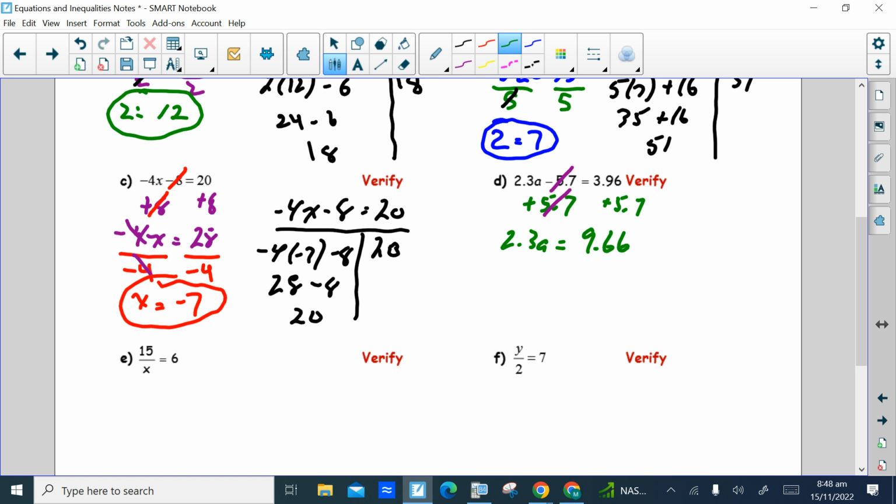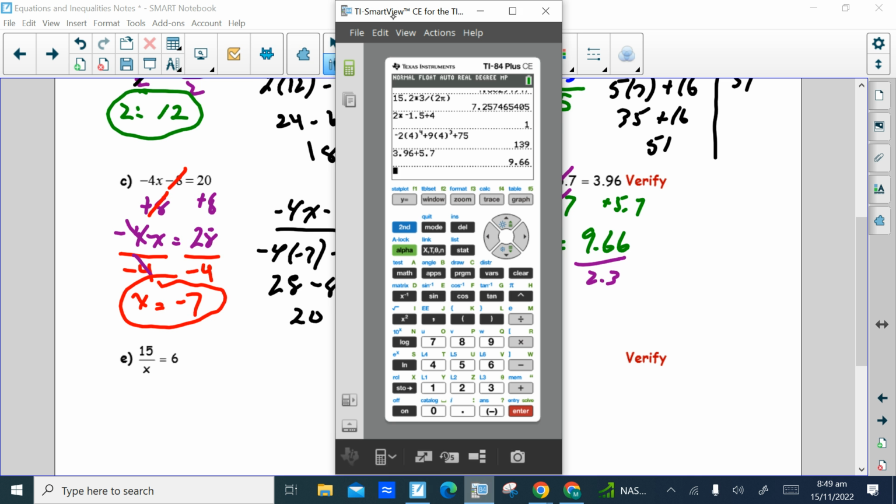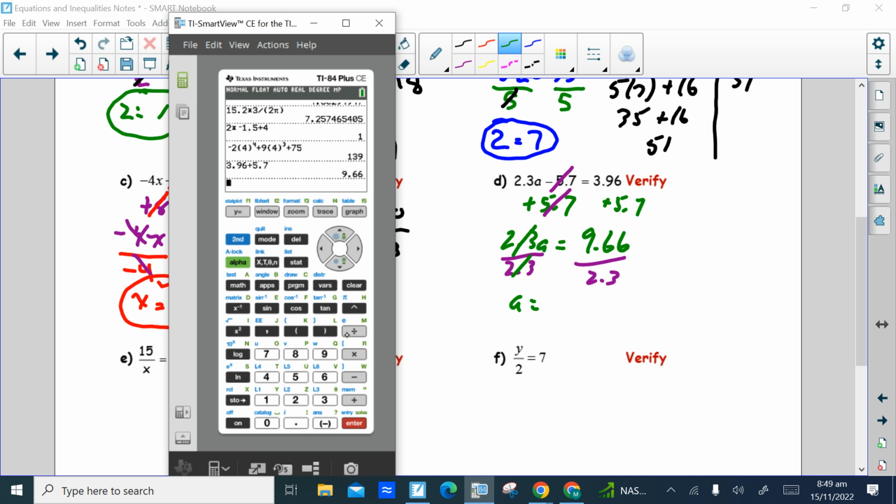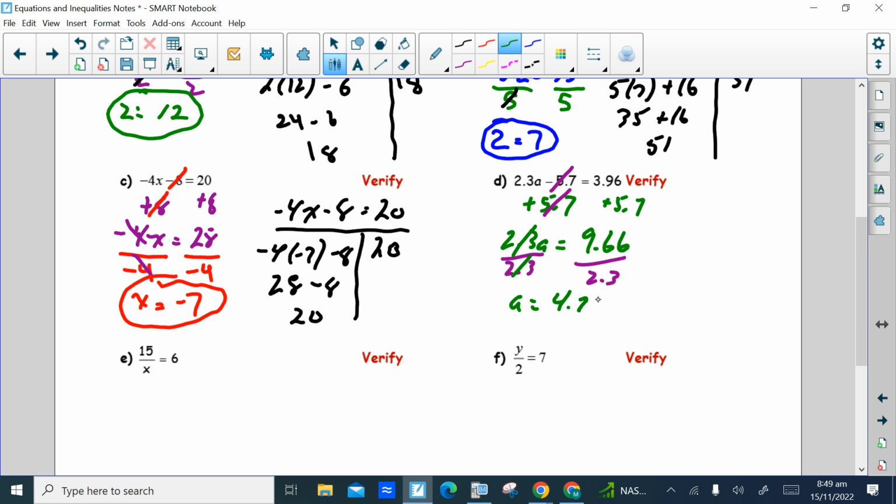Now what, Riley? Divide both sides by 2.3. So on the left side, 2.3 divided by itself gives you 1a or just a equaling. And on the right side, we need to use our calculator to divide 9.66 by 2.3. We get an answer of 4.2. And that's what we're going to use in our check.